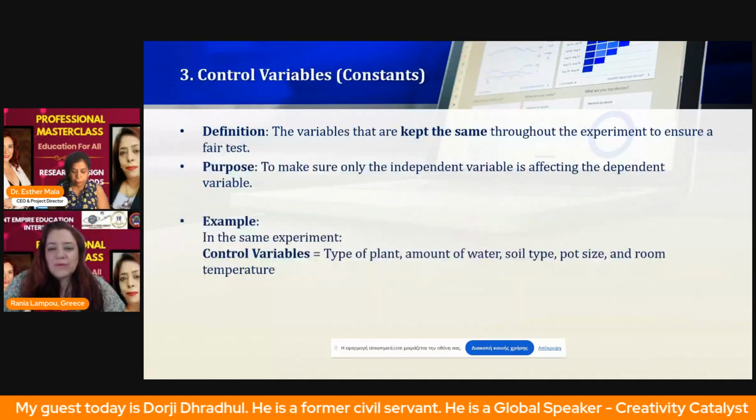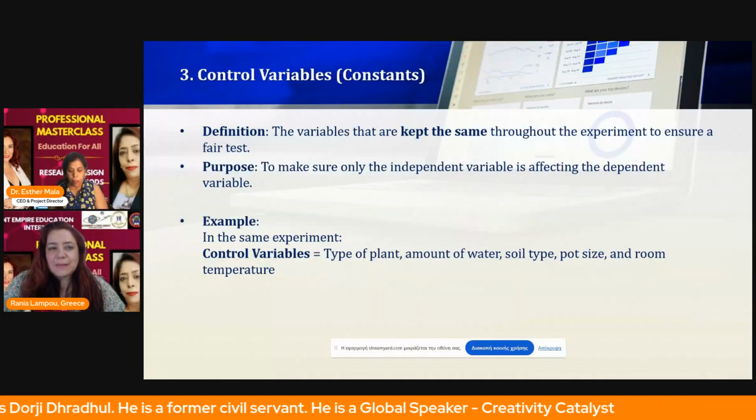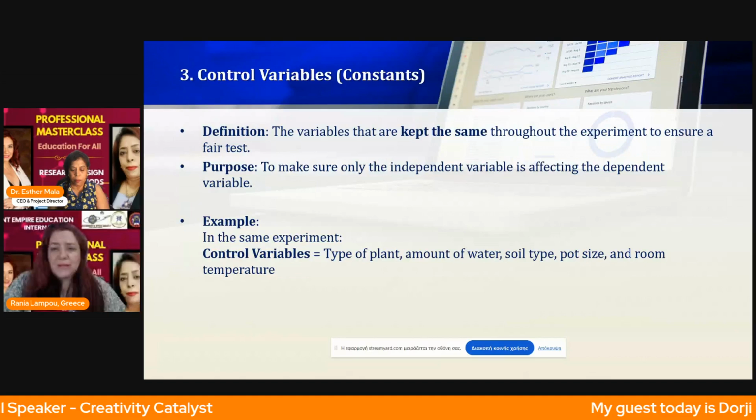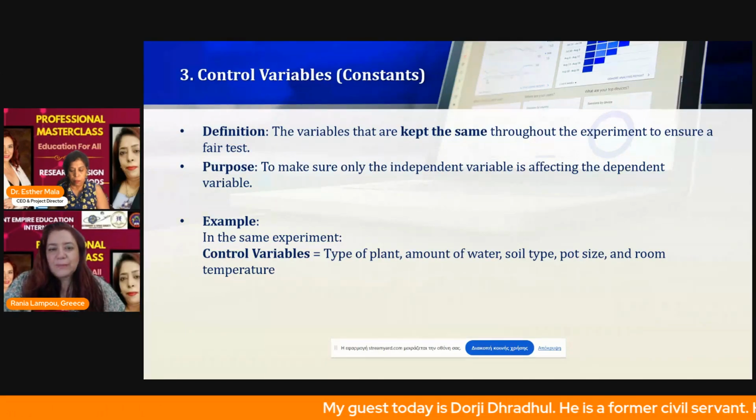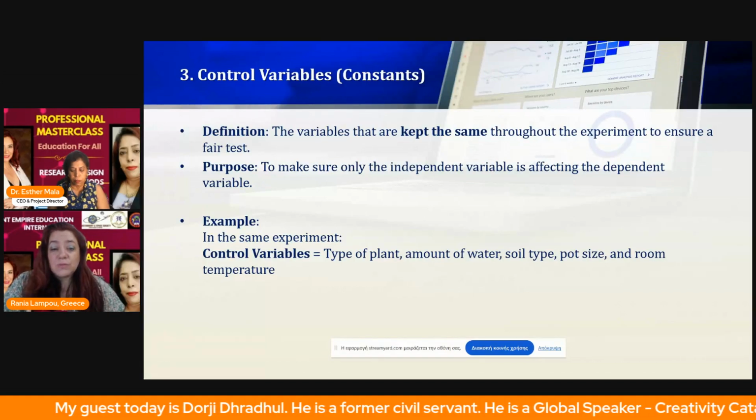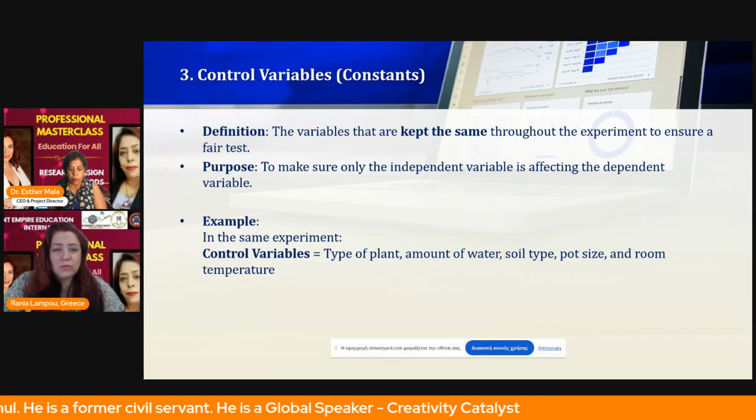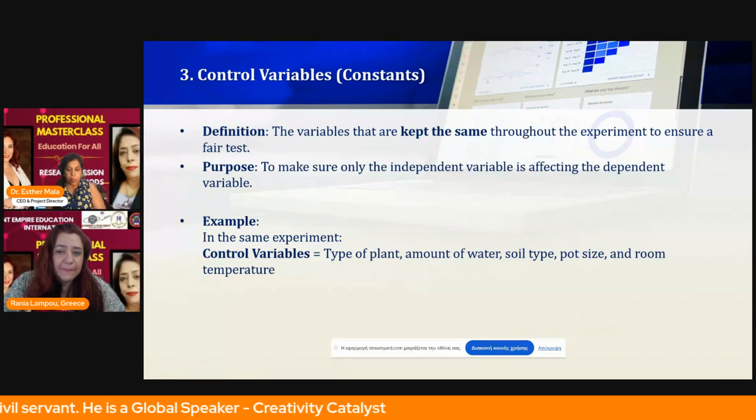What is the control variable? The variables that are kept the same throughout the experiment to ensure a fair test. The goal here is to make sure that only the independent variable is affecting the dependent variable. So in the same example, we have control variables: the type of plant, the amount of water, the soil type, pot size, the room temperature, which should be the same during an experiment. This is what we call control variables or constants.